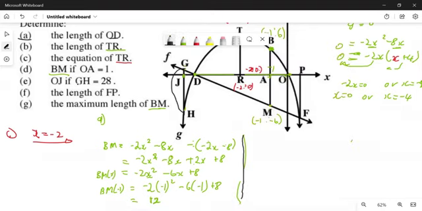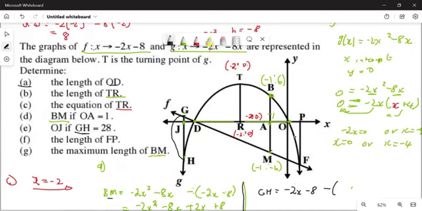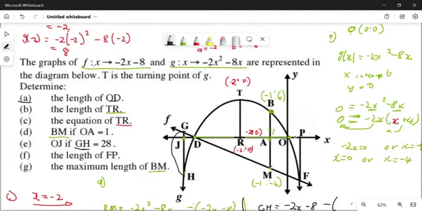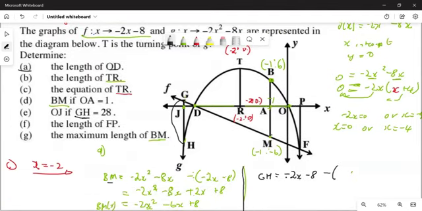Remember, they gave us G and H. So we have G and then we also have H. The way I was doing this one, how did I say we get BM? I said BM is going to be given by top minus bottom. You remember that again? So GH is going to be given by the straight line. The straight line is given as -2x minus 8, minus open bracket, the f of x, which is given by -2x squared minus 8x.